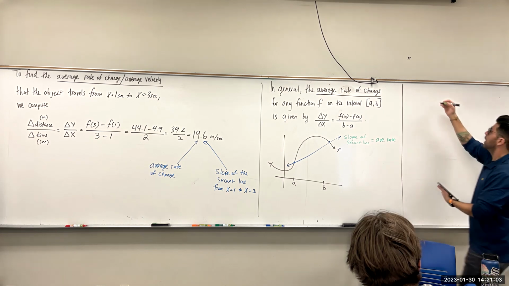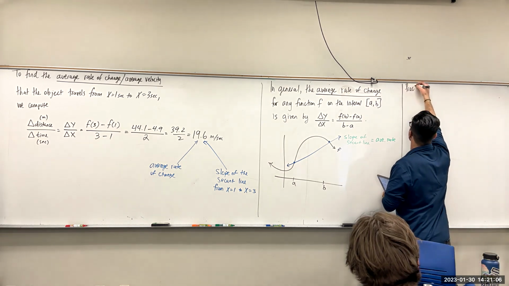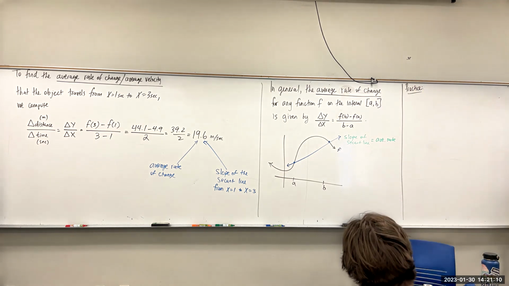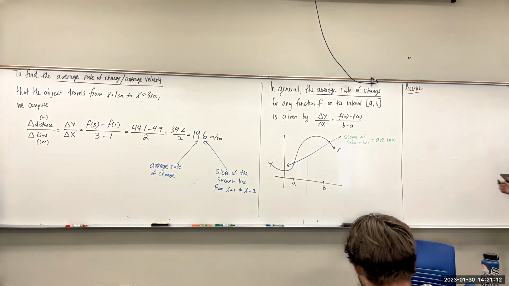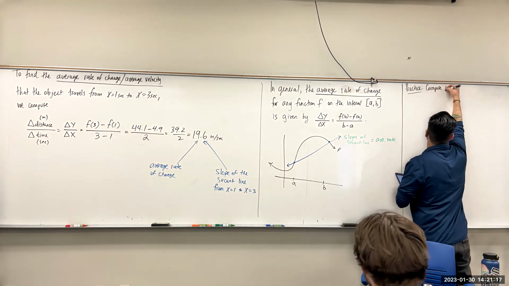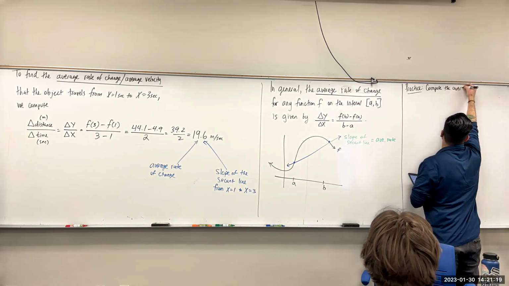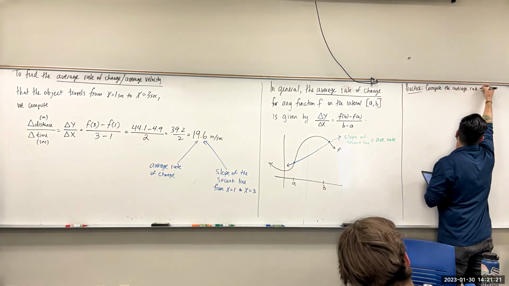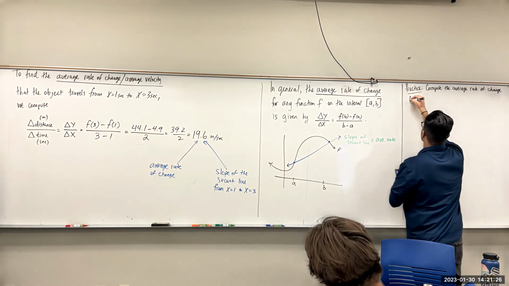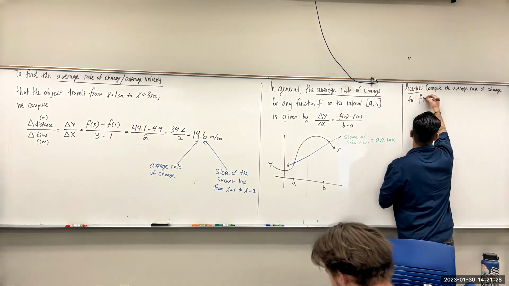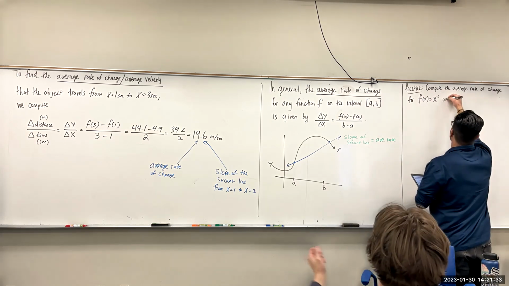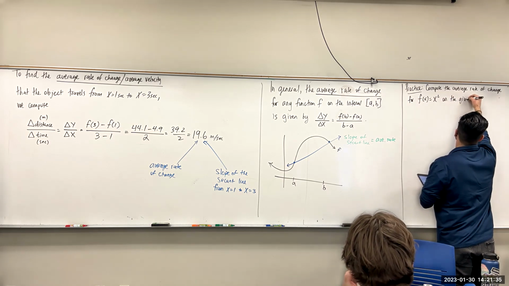Okay, so here I'm gonna have you guys try it out. I'm gonna have you guys do some of them and then interpret what your answers are going to be, okay? So what I would like you guys to do is compute the average rate of change for the function x squared on the given intervals.